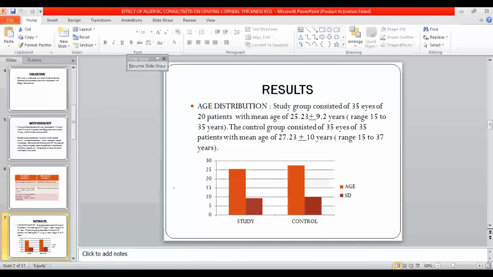Coming to the results part, the age distribution: the study group showed 35 eyes of 20 patients with a mean age of 25 years with a standard deviation of 9.2 years, and the control group consisted of 35 eyes of 35 patients with a mean age of 27 years plus or minus 10 years.